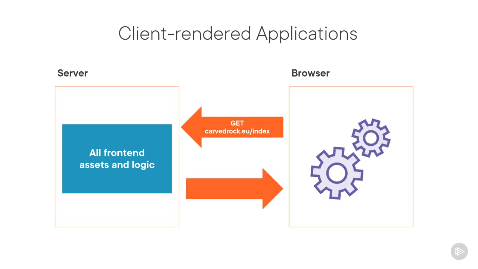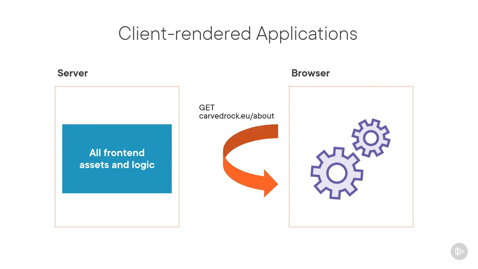As soon as everything is received, the browser logic will look at the URL and determine which page has to be displayed, after which it will render it and show it. When there's a redirect to carvedrock.com/about, for example, this redirect will be handled by the browser itself, not by a server. The internal browser router again will determine what it has to render and display that.